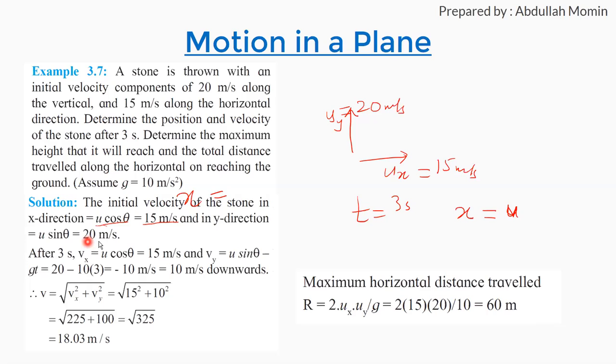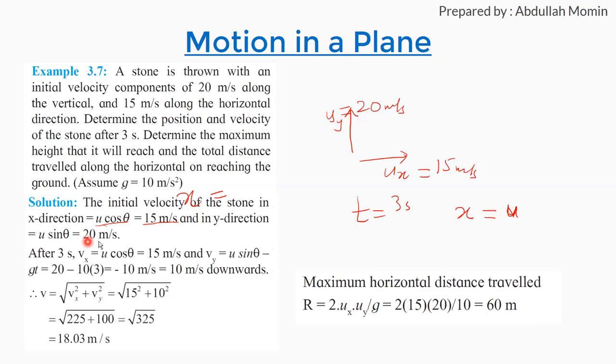So we know the velocity after 3 seconds: the velocity is u cos theta, which is 15, and uy is u sin theta, that is in the downward direction. So we have the two components of v. One is vx square, one is vy square, and here vx is 15 and vy is 10. So 15 square plus 10 square, that is 325, and when we take the root, we get the velocity.